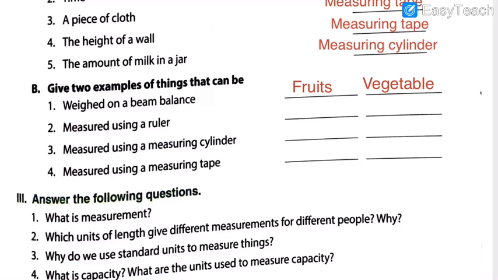Okay, I will write one example here, pen, because pen is very small, it can be measured easily with the ruler. Okay, now for the second I will give you again 5 counts. Please try to think about the thing which you can measure with the ruler and write the answer. Your time starts now.